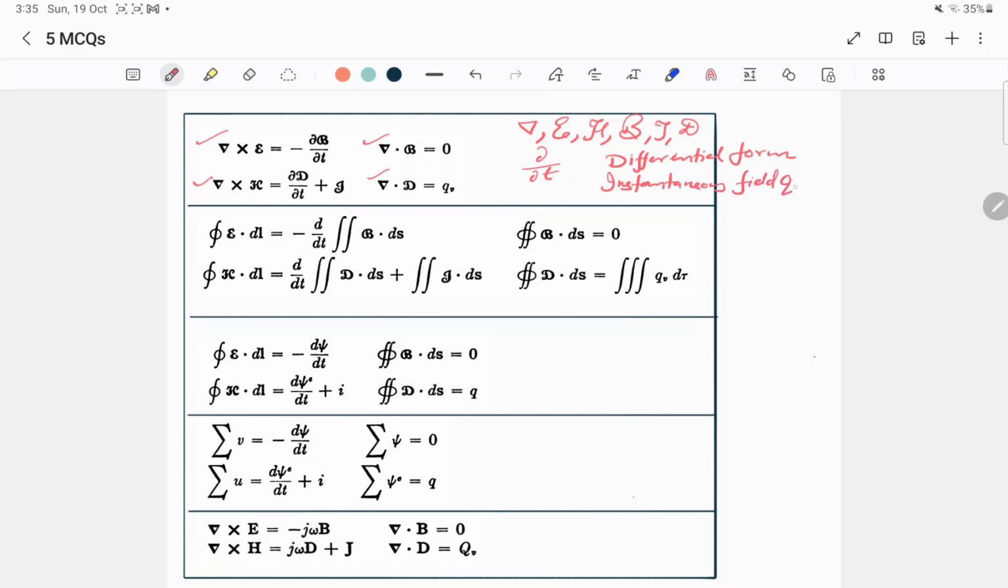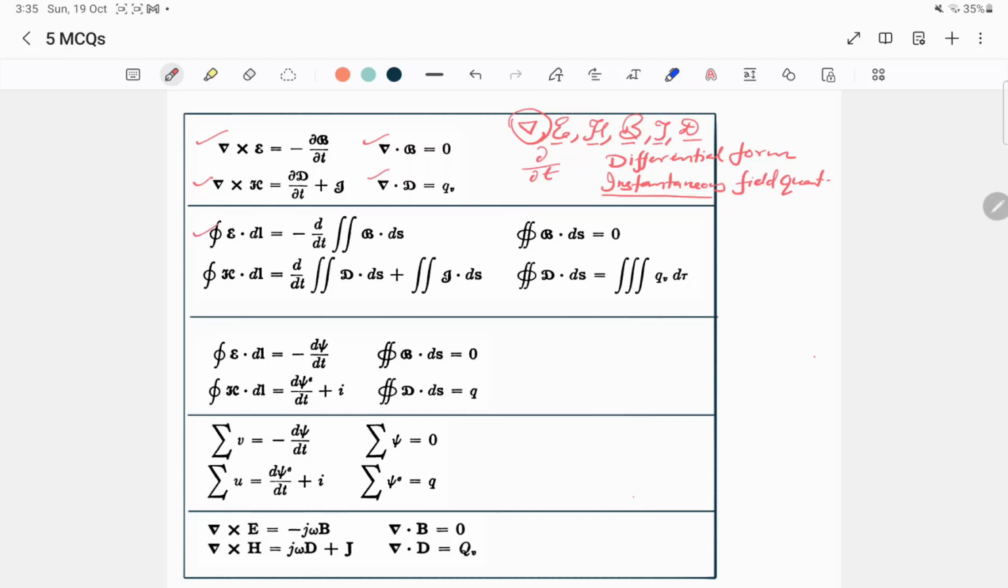Instantaneous field quantities. Why differential form? Because the del operator is present. Why instantaneous field quantities? Because all the fields are written in scripted form. That is why instantaneous field quantities. That is why these four set of Maxwell's equations are called differential form Maxwell's equations, written for instantaneous field quantities.